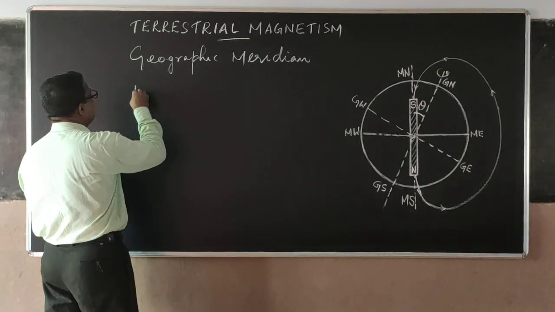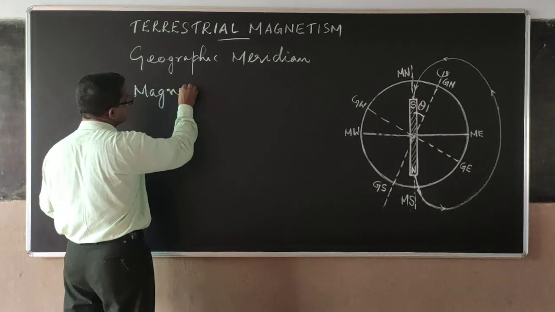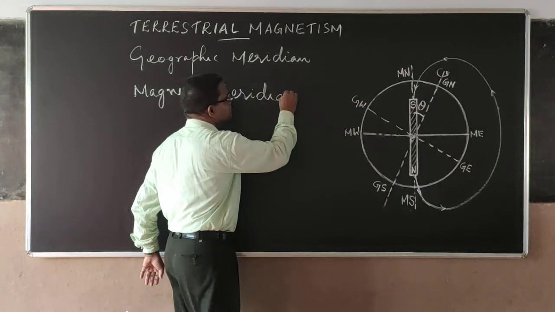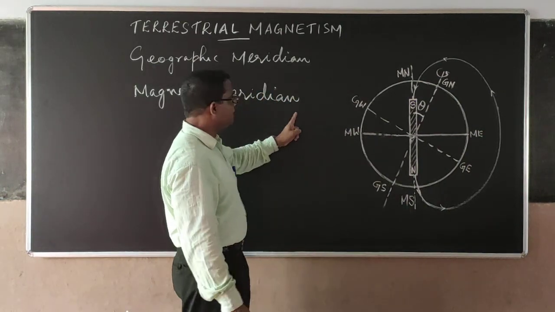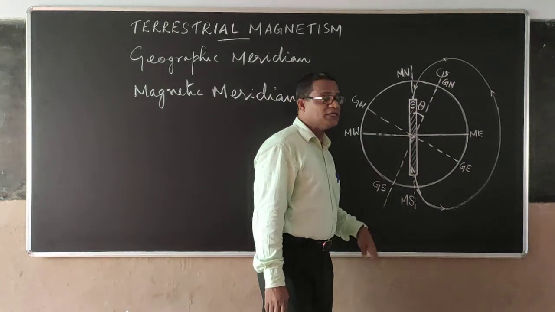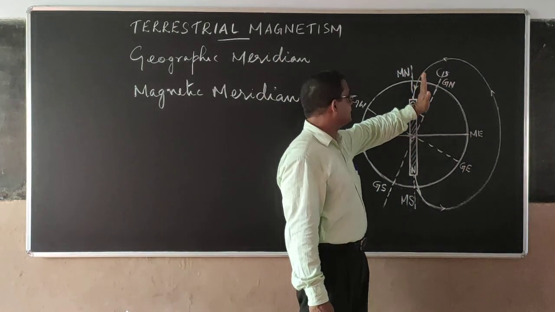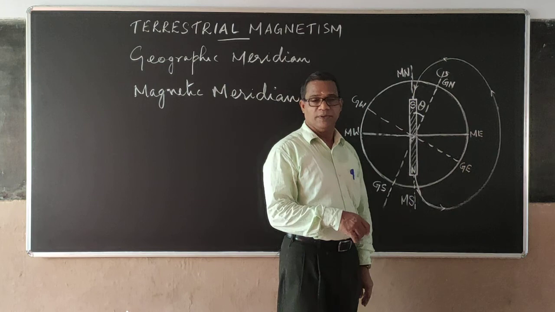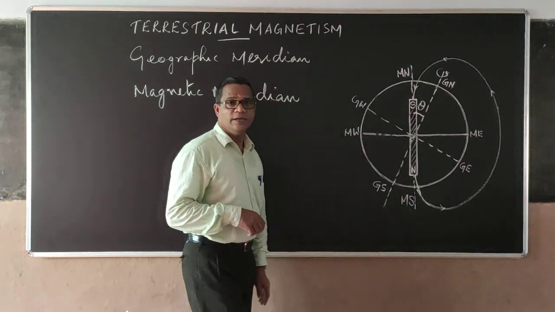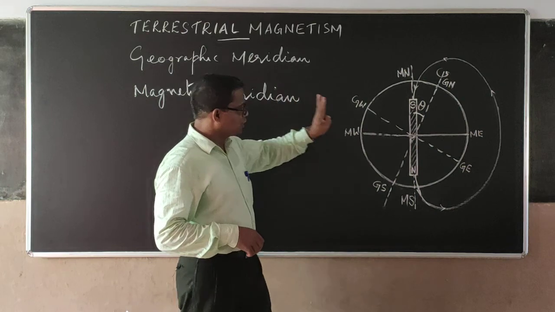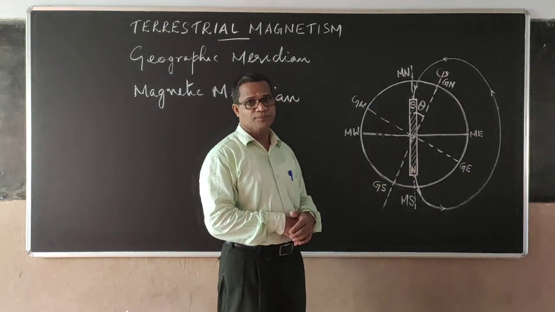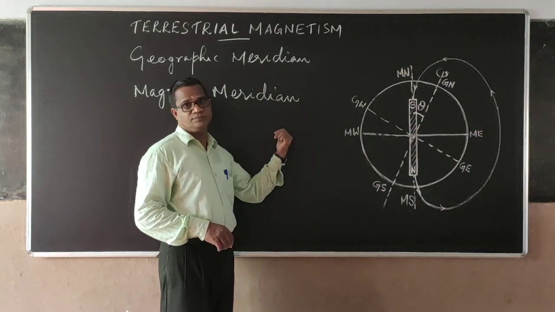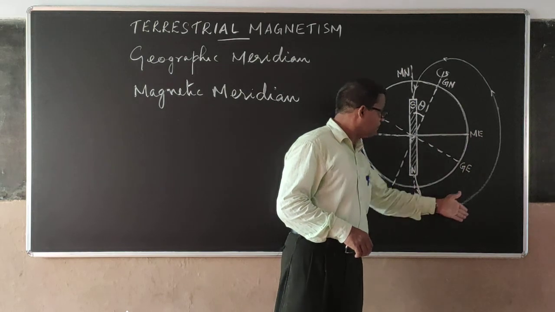Then the magnetic meridian. The magnetic meridian is a vertical plane connecting magnetic north and magnetic south at any place. Okay? So, geographic axis, magnetic axis, geographic meridian, magnetic meridian, and how the magnetic field lines are going.